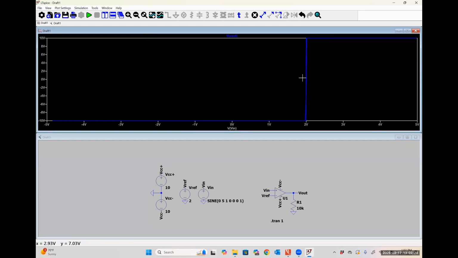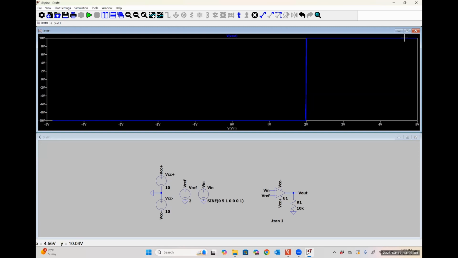And what's left is my output voltage as a function of Vn. So I can see very explicitly that my output voltage is at negative 10 volts, or VCC minus, until I get to 2 volts. I hit my reference voltage, and then it shoots up to VCC plus, which is positive 10 volts, and it stays at VCC plus as long as Vn is greater than 2 volts. So I have exactly the response that we got analytically. Okay. So this is a non-inverting comparator.